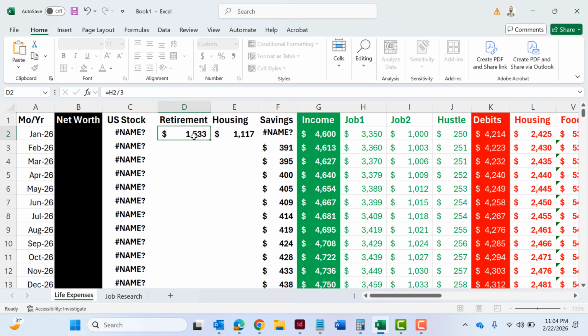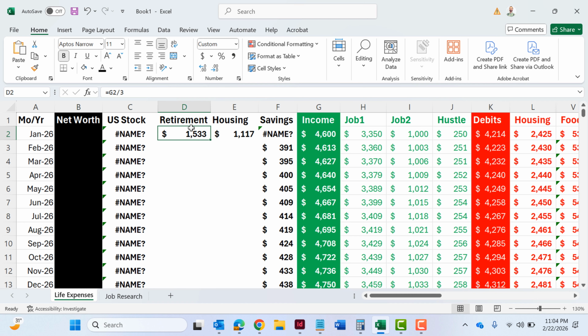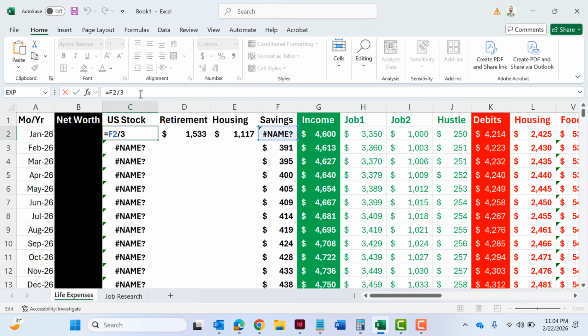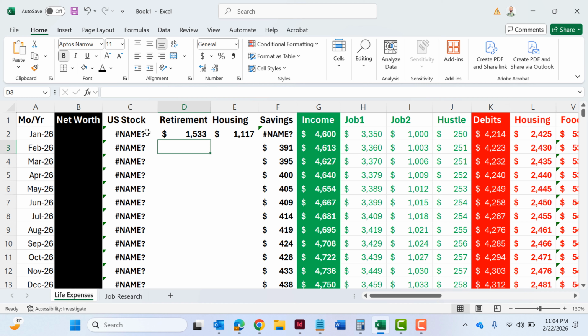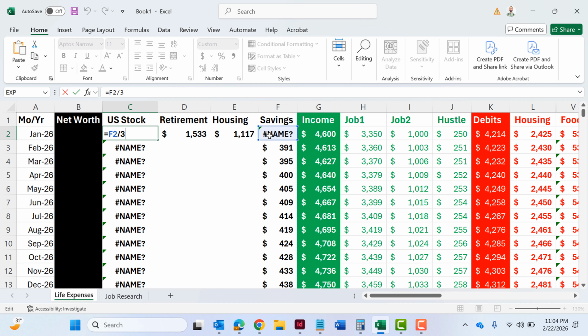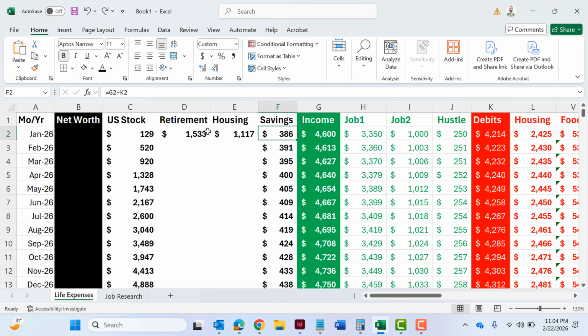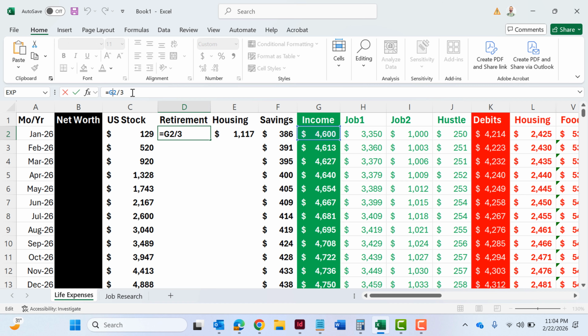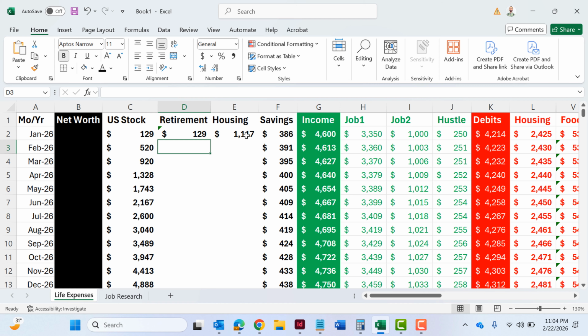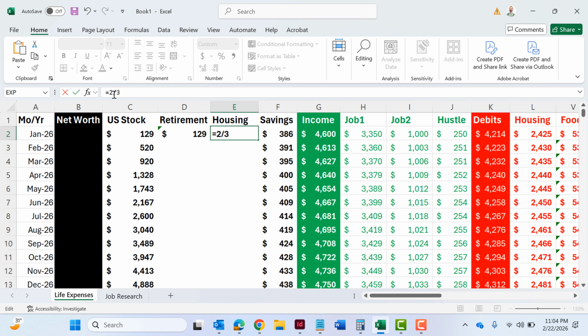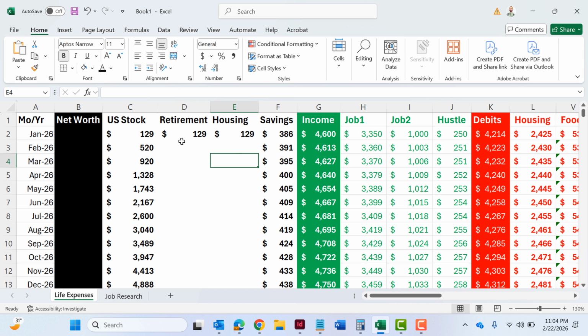Get rid of that D2. Oops. See, this is very easy to mess up. And I just did that. F2 divided by 3. Let me undo because I just messed this up. All right. We need this to be F2 divided by 3. And the same here, F2 divided by 3. All right. And then again, we can pull this down and see what happens in the stock market if we're splitting up our savings into 3 different categories.